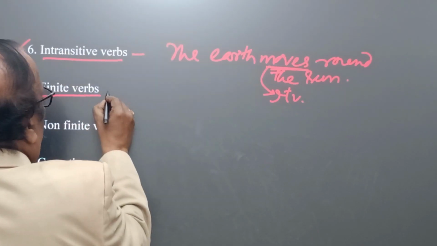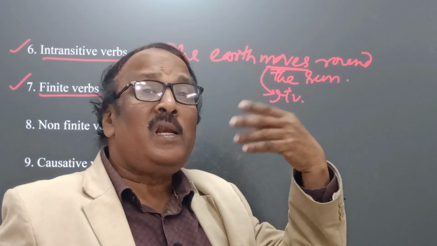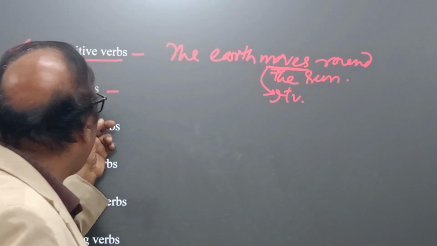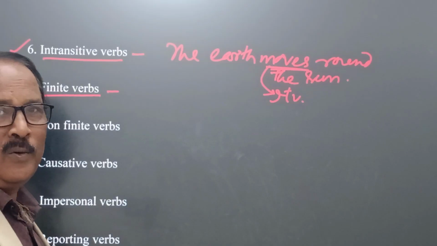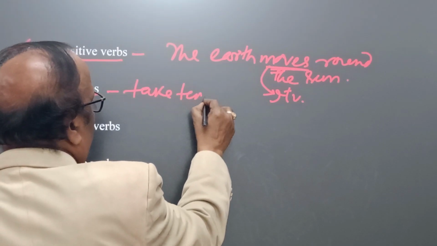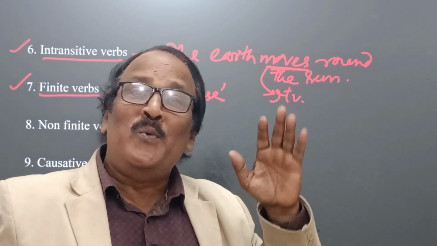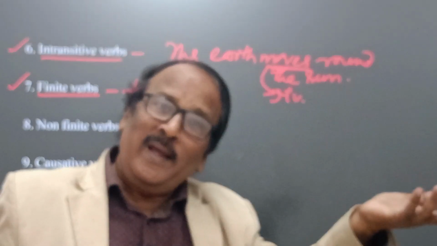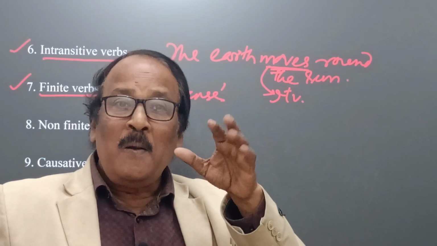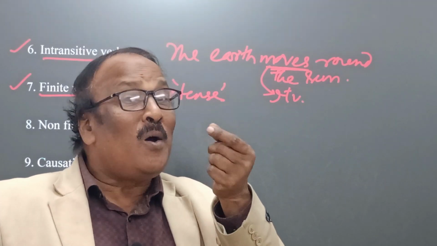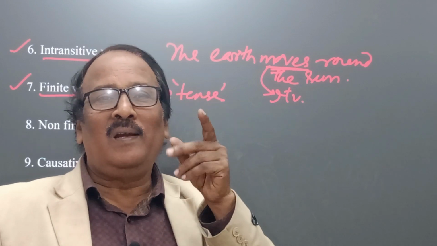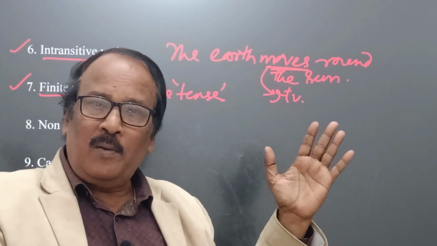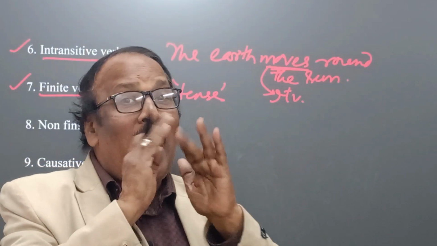Okay, finite verbs. From the point of view of taking tense, all the verbs can be divided into two categories. One is finite, other is non-finite. Take a tense. Without this finite verb, we can neither form a clause nor a sentence. It means for the formation of a clause or a simple sentence, definitely there must be a subject part, a predicate part, along with a finite verb.